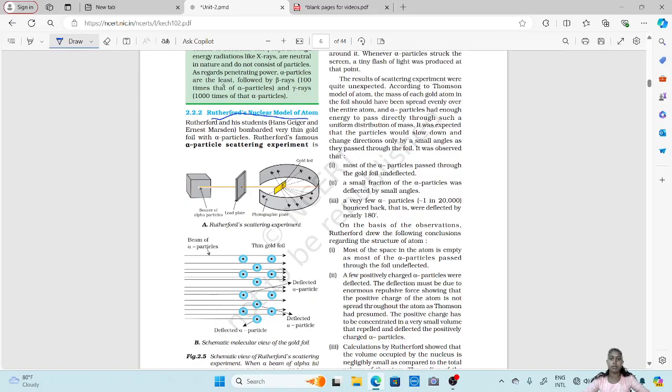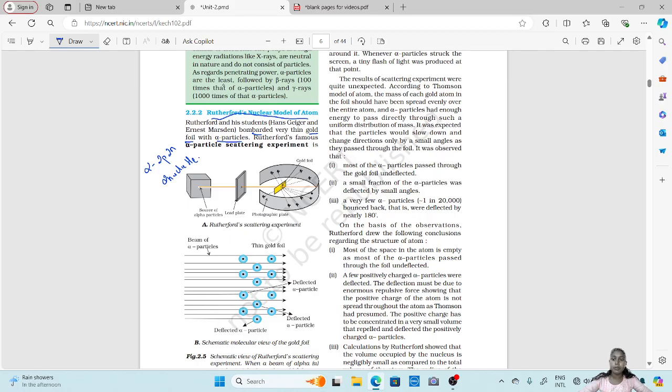So Rutherford with his students, what he did, he bombarded very thin gold foil with alpha particles. Now what are alpha particles? Alpha particles contain two protons and two neutrons. As in it is considered to be two nuclei of helium. So Rutherford and students bombarded the gold foil with alpha particles.